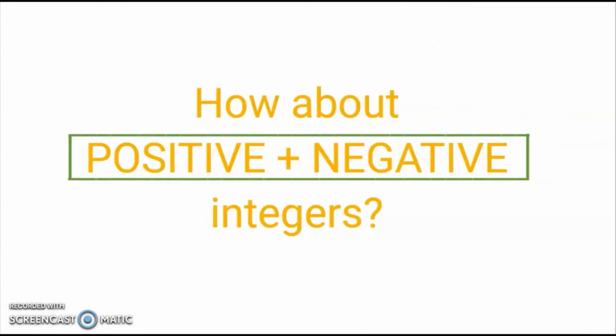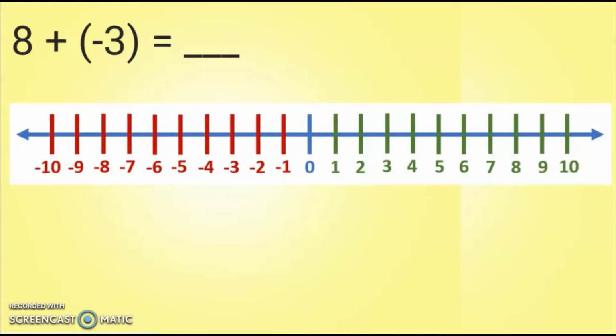How about if we add positive and negative integers, or vice versa? I mean, what if we add different signed integers? So let us show how to do this using the number line. So as our first example, let us take 8 plus negative 3. So we will start with 8.